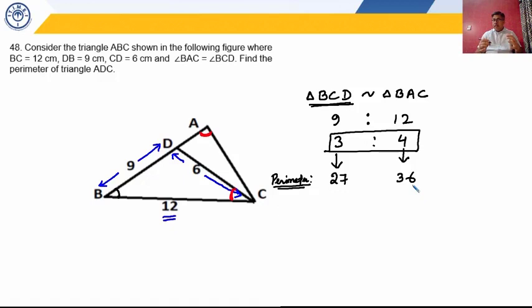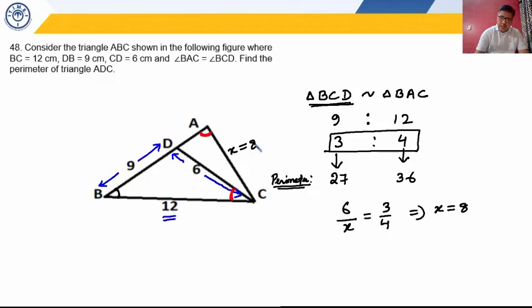Side opposite to equal angle is called corresponding side. You can see over here, can I say if this is 6 and this is x, then 6 and x are sides opposite to equal angle B? In the smaller triangle, the opposite side of angle B is 6. In the bigger triangle, the opposite side of angle B is x. Can I say 6 upon x is again 3 upon 4? So 3x is 24. So x is turning out to be 8. If this is 8.